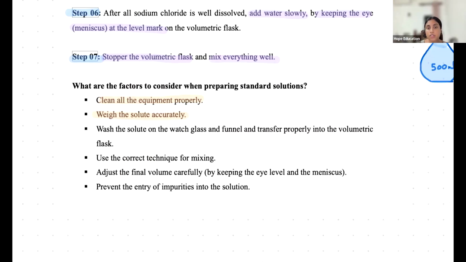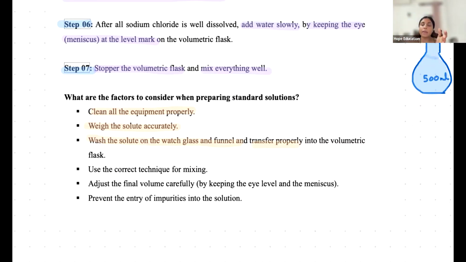Wash the solute on the watch glass and the funnel and transfer properly. Watch glass එකේ ටික මම wash කරලා through the funnel I put it into the volumetric flask. I have to make sure there is nothing remaining on the watch glass. All the little particles I have to make sure I wash and transfer into the volumetric flask. Then in the funnel also, I have to wash the funnel very well. Funnel එක වටේ ඉතුරු වෙන්නත් පුළුවන්. So all of that I have to wash into the volumetric flask.